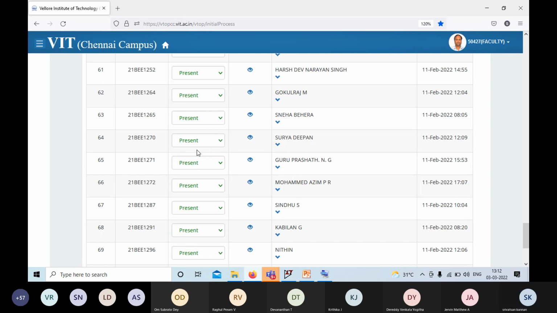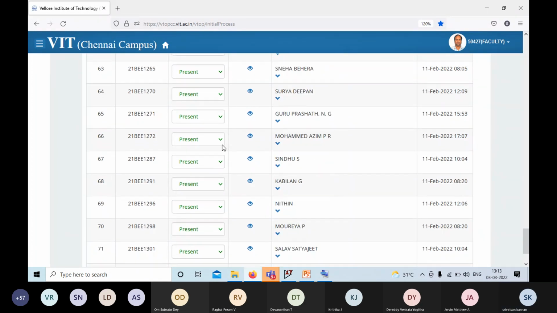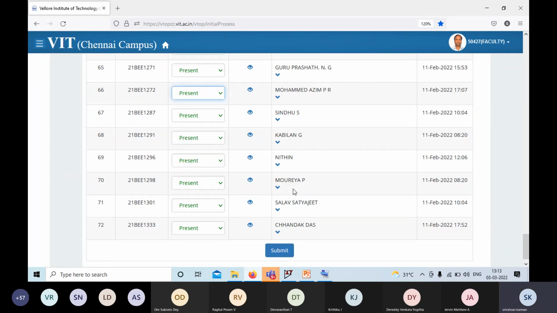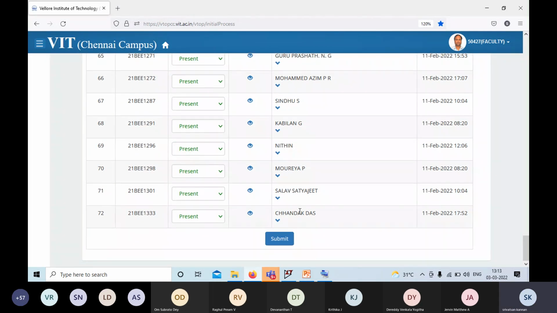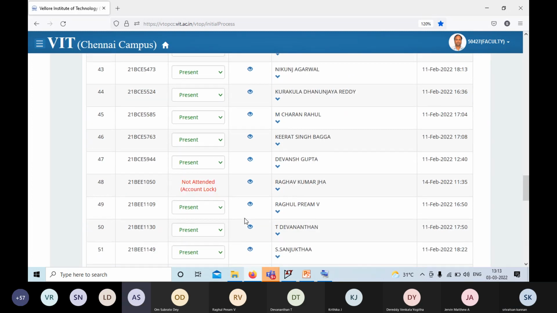Surya Deepan, present, sir. Guru Prashad, present, sir. Mohammed Azim, present, sir. Sindhu, present, sir. Okay, Muhammad Azim present. Okay, Sindhu present. Kapilan, present, sir. Nitin, present, sir. Maurya, present, sir. Salav, present, sir. Okay. Chandak Das, present, sir. Aditya Sharma, present, sir.